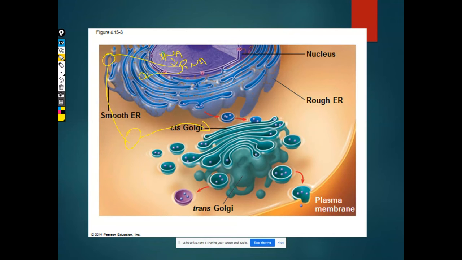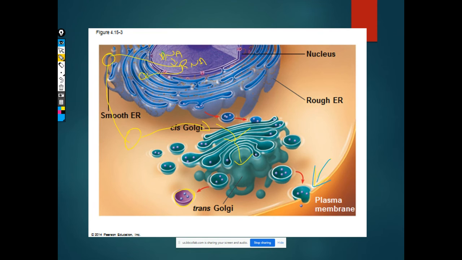In this image, it's a lot bigger, so you can really see the cis side, that nice curved edge. Packaged and shipped, and come out the trans edge, into a new transport vesicle. On this edge here, we can see the importance of having our transport vesicles and our lysosomes being of the same material as our plasma membrane.